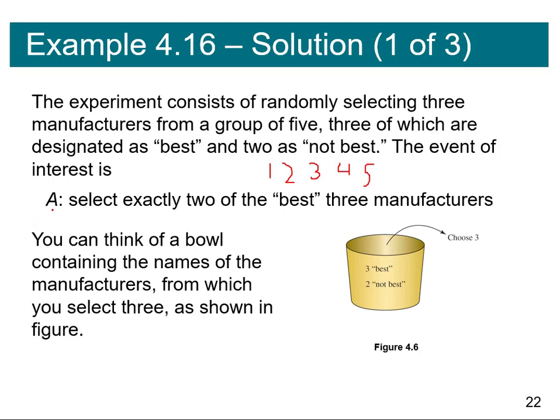The event of interest is A: select exactly 2 of the best 3 manufacturers. This word exactly, remember, is important because that means we only want 2 from the best, and then we have to choose 1 from the not best. You can think of a bowl containing the names of the manufacturers from which you select 3, as shown in the figure. They don't actually show the names of the manufacturers. They label them as best and not best, it looks like to me. Okay, let's keep going.